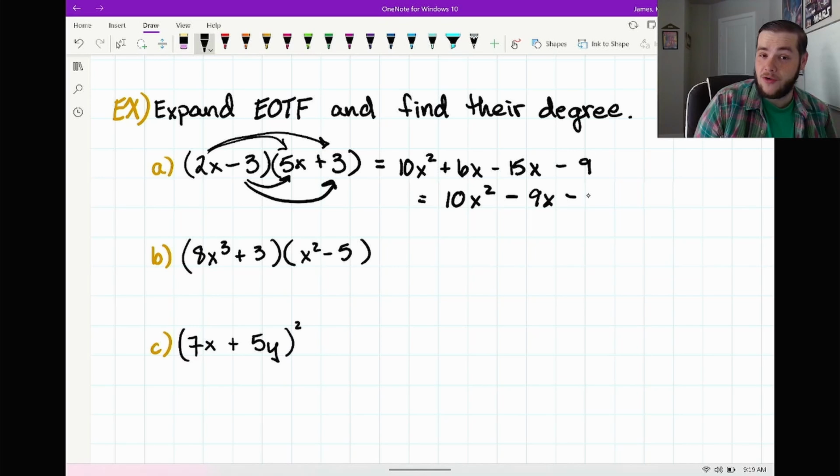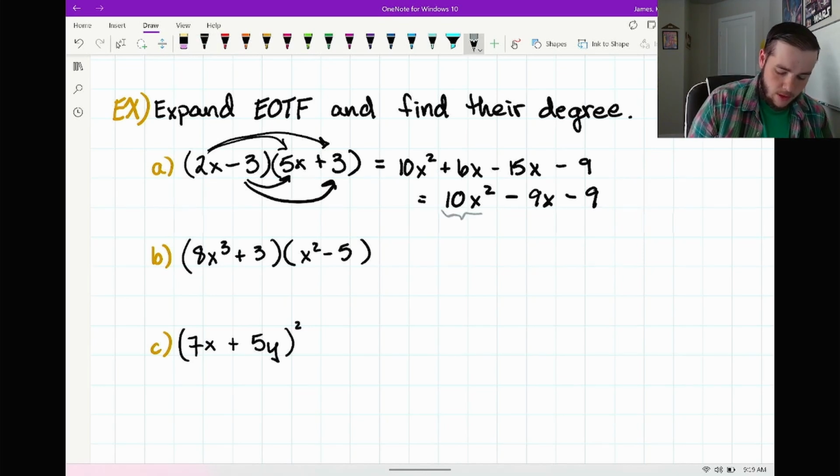Combining my like terms, I get this. So the degree of this polynomial is 2, since 2 is the highest power of x that shows up.